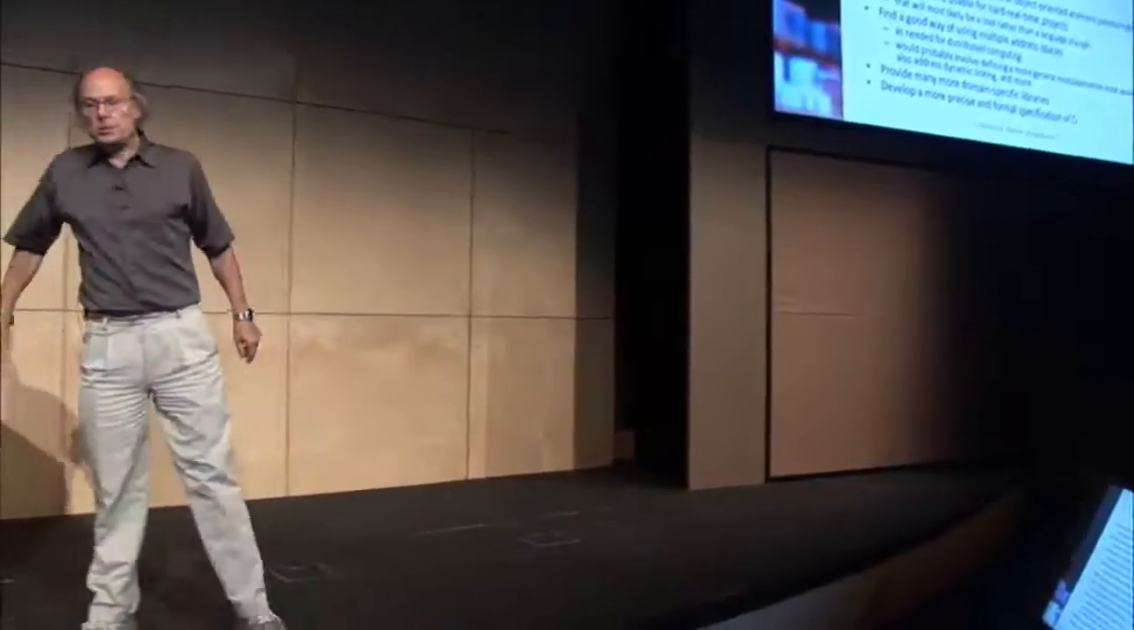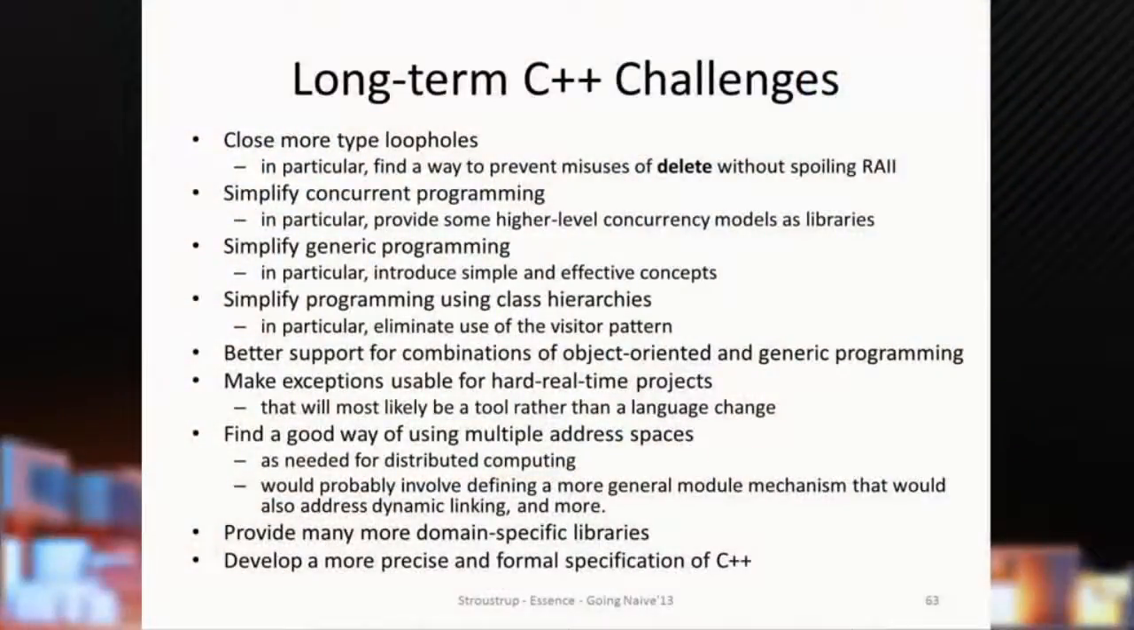So the challenge is we would like to close more type loopholes. We need to address concurrent programming. We need something that's higher level than the threads and locks style of programming, which is universal, necessary, and about the worst way of writing concurrent systems that I know of. We need to build libraries that provide higher level models. We want to simplify generic programming. I'm looking at concepts. I mean, some of us have them today, but we should have them all next year.